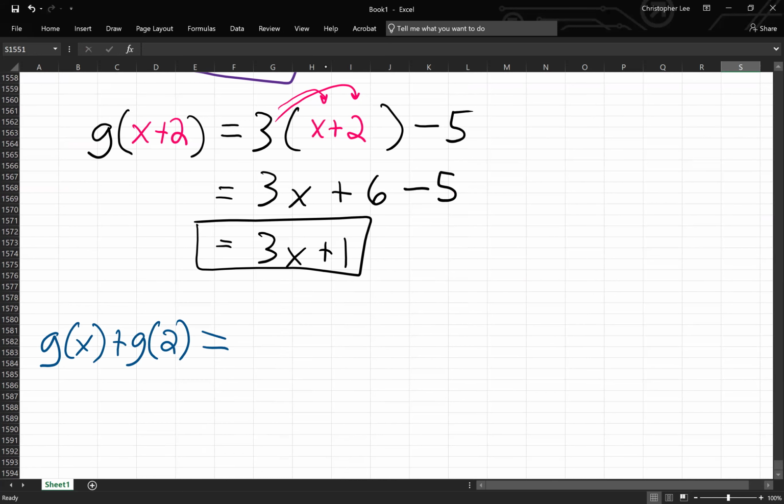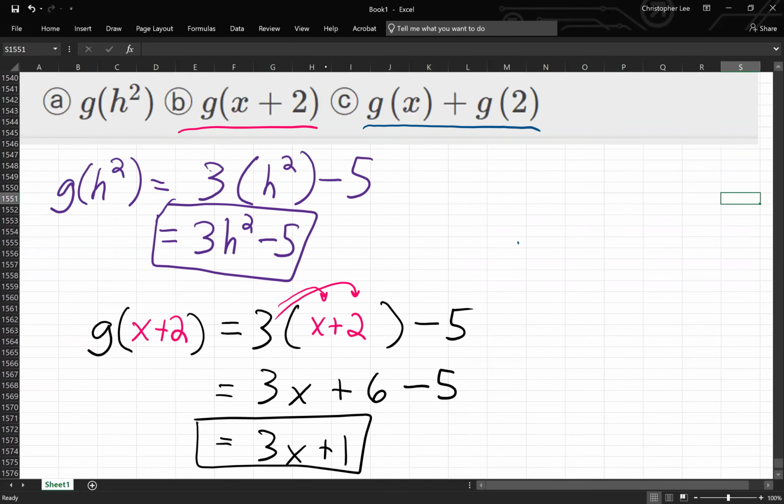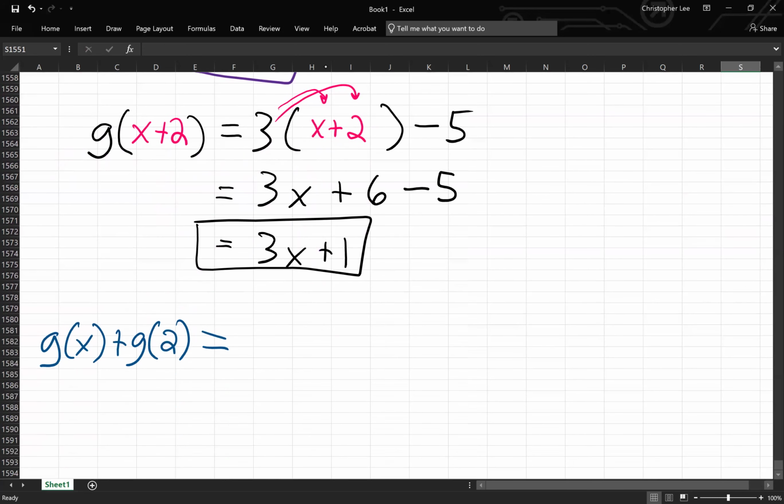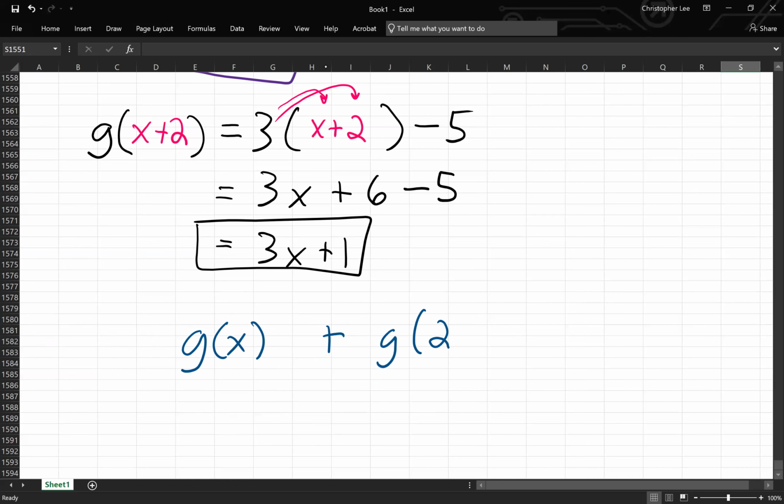Now, this is literally what they're asking you. What is g of x? We have it right here. G of x is 3x minus 5, that's what you write down. Matter of fact, hold on, let me do it like this. They want g of x plus g of 2. G of x we know is 3x minus 5, from the original equation. Bring down that plus sign, it's the same plus sign.